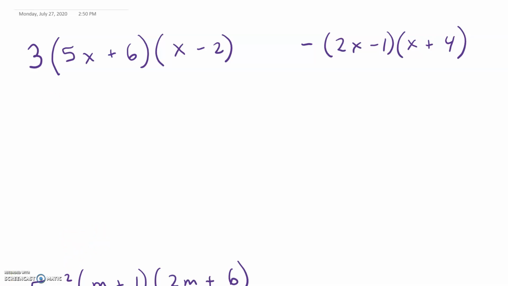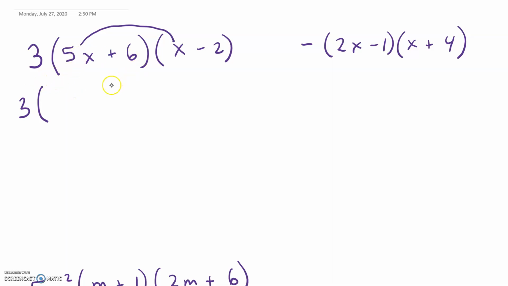Here's three examples of where you do FOIL first and then you distribute something else through. So first, you do FOIL. You multiply these two binomials. So that's 5x times x. The 3, just leave it out in front for now. Don't worry about it yet.